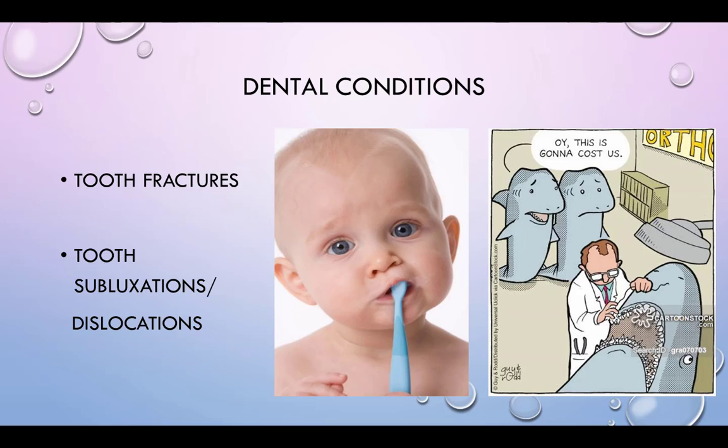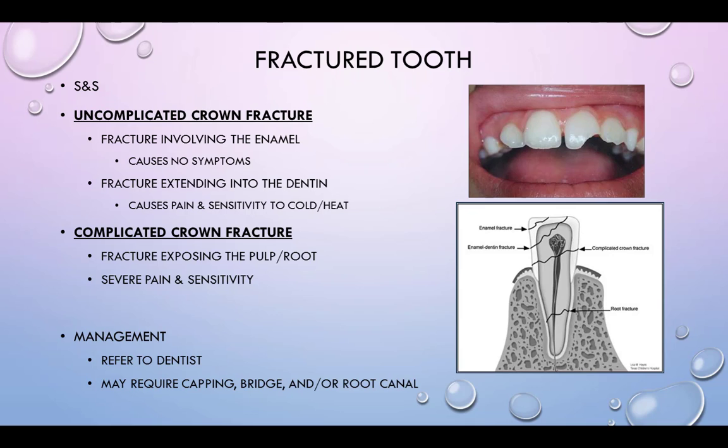Dental conditions include tooth fractures and tooth subluxations and dislocations. Different parts of the teeth can fracture. An uncomplicated crown fracture includes a fracture involving the enamel, or the most outer layer of the tooth, and it may not cause any symptoms. It can also be a fracture which extends into the dentin, which will result in pain and sensitivity to cold and heat. A complicated crown fracture is a fracture which exposes the pulp or the root of the tooth.